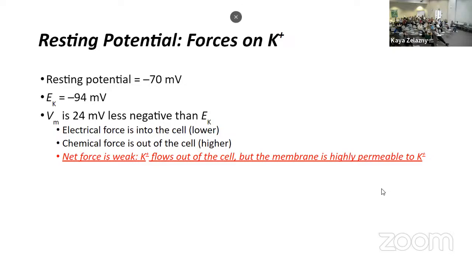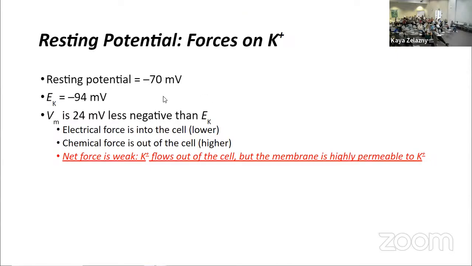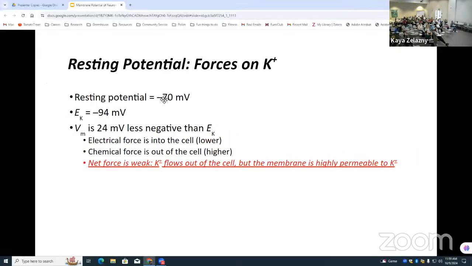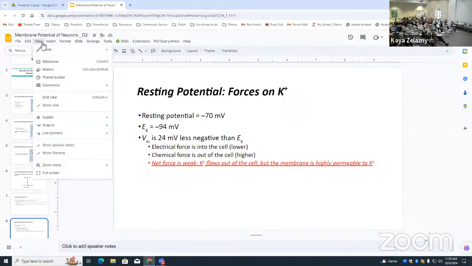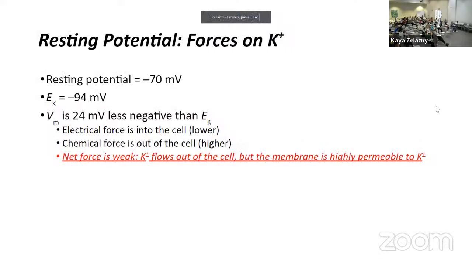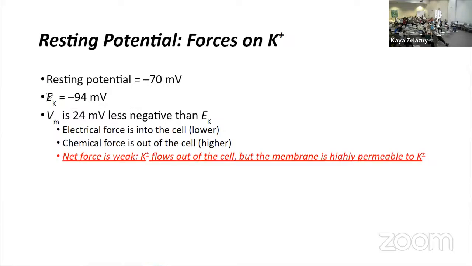So when we are at our resting potential, okay, sorry, I'm suddenly noticing how many times I repeat myself. Okay, so resting membrane potential of -70, right? We can notice that our equilibrium potential for potassium is about 24 millivolts away. So we need to go down by 24 millivolts to get to that equilibrium potential.